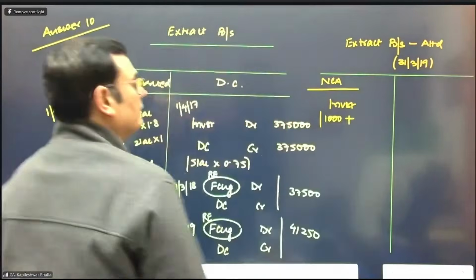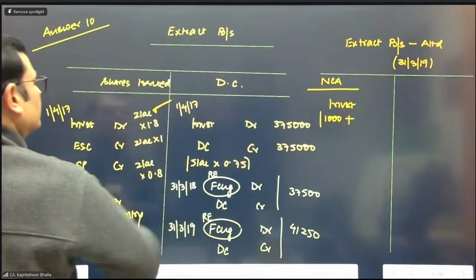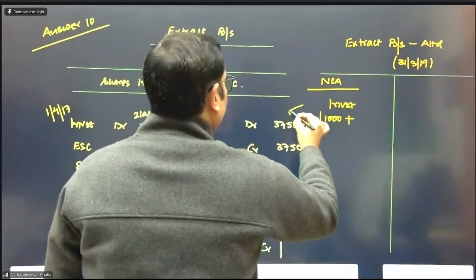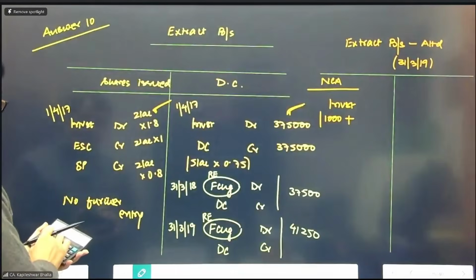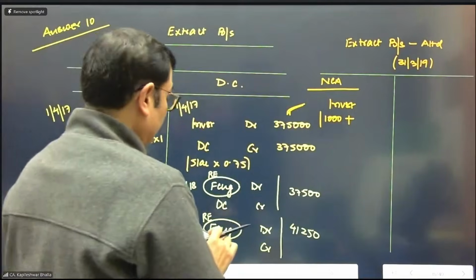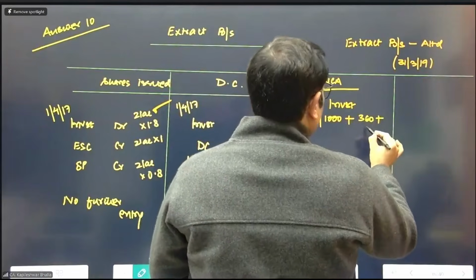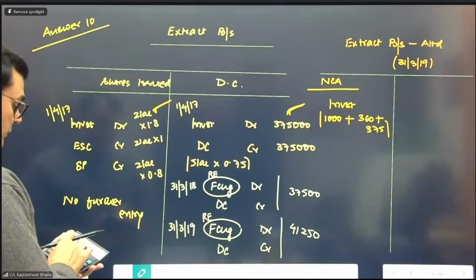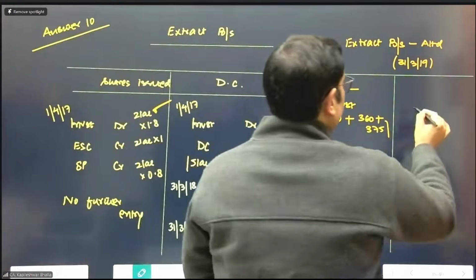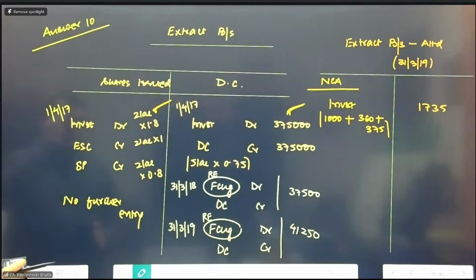Let me just add the omissions. So investment gets recorded at 360 and 375. So please remember to take the figures in thousands. So 2 lakhs into 1.8 is 3 lakhs 60. We're adding the figures in 1,000 and we're adding this 375. So this is the new value of the investment. That is 1735. I'm just putting a tick on the entries just to keep track of the change.